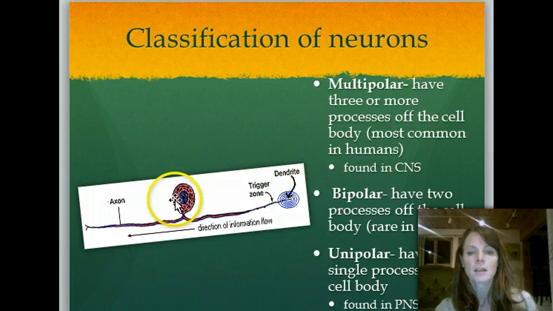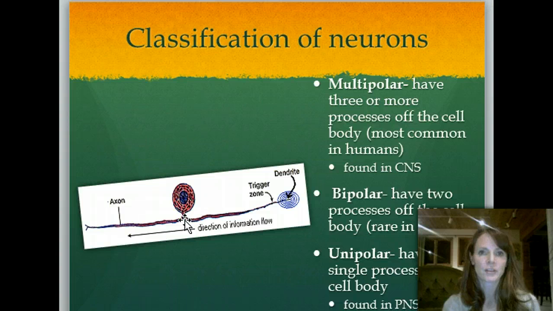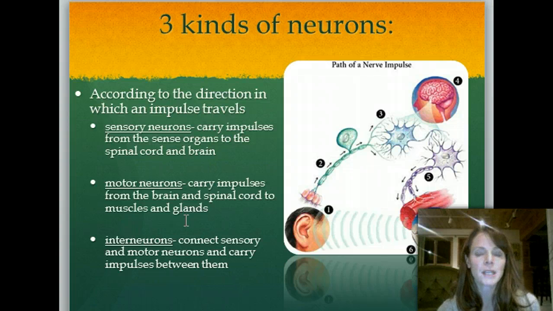And then unipolar. These only have one single process. So here's the cell body, and this is actually considered one single process off of that cell body. These are found in the peripheral nervous system. Okay, so that's where you're going to see those unipolar neurons. Okay, and then three kinds of neurons.